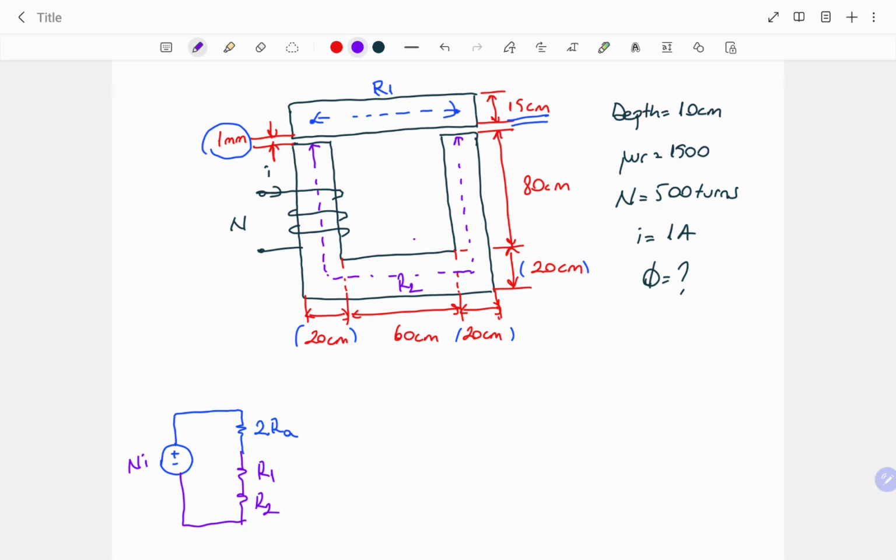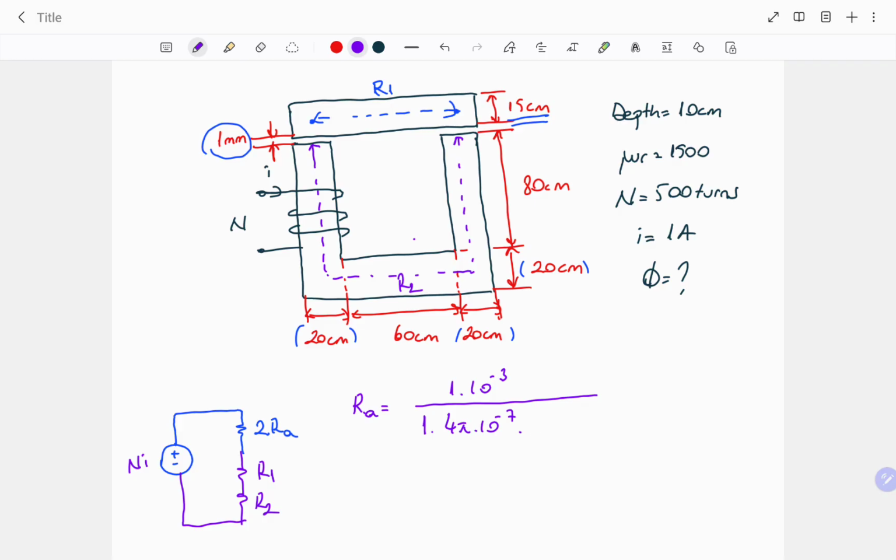If we start with the RA calculation, the air gap reluctance, our numerator will include the mean path length, which is the width of the air gap, and it is 1 millimeter. Then in the denominator, we have the relative permeability of the air gap, which is 1, and we must multiply it with mu zero, which is 4 pi 10 to the minus 7, the free space permeability.